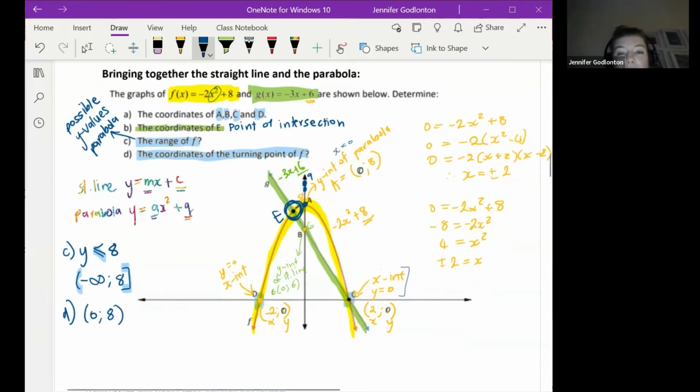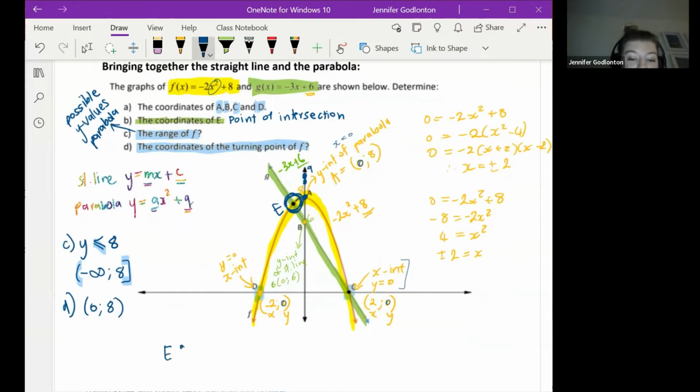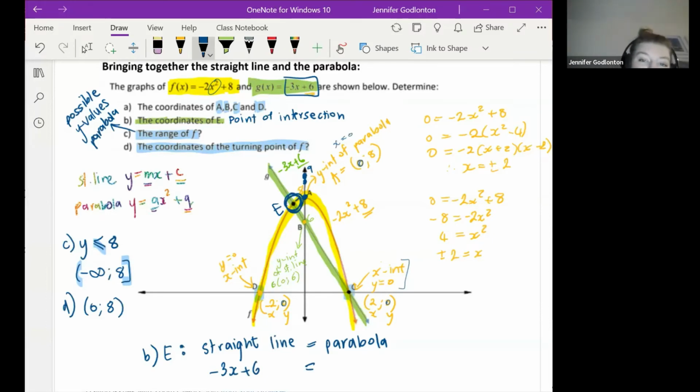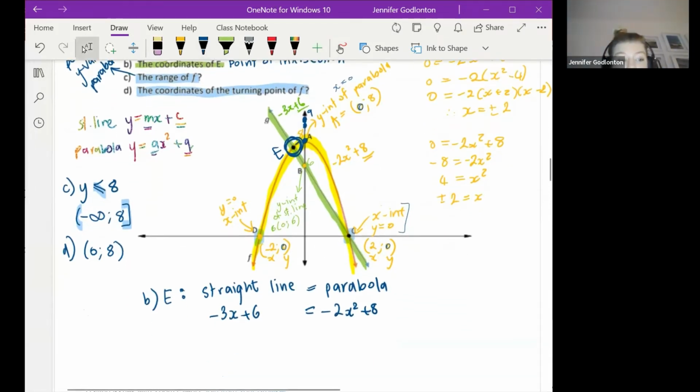Okay, and so if I'm wanting to find my values for E, I'm going to say, well, where is my straight line equal to my parabola? That's what I'm asking if I'm looking for the coordinates of E. And I know that the formula for the straight line is negative 3x plus 6. I know that the formula for the parabola is negative 2x squared plus 8. And so what I land up with is I just have an equation.